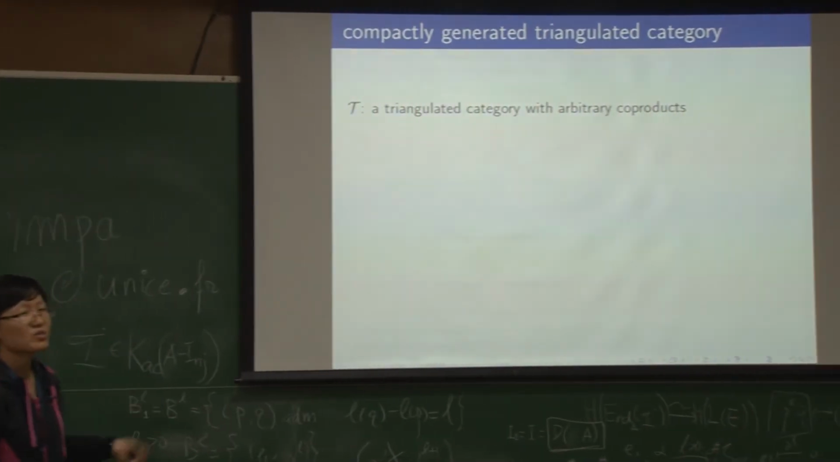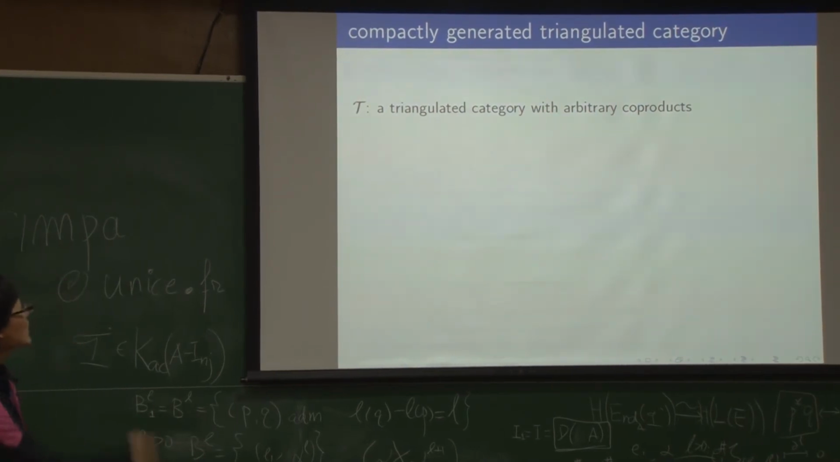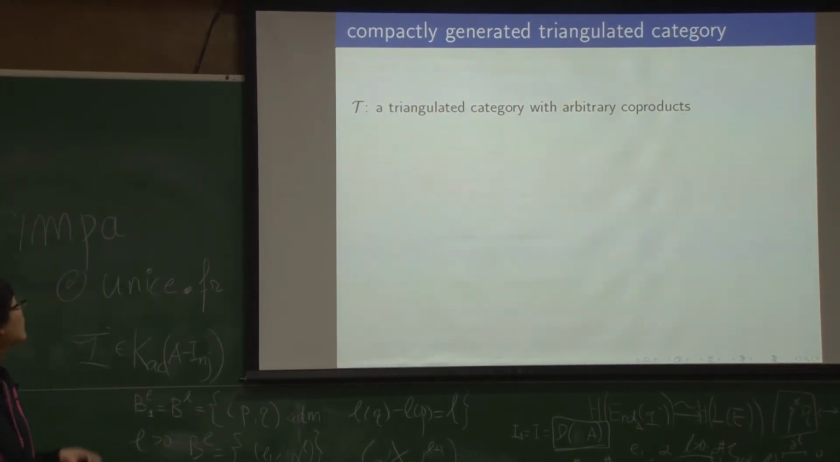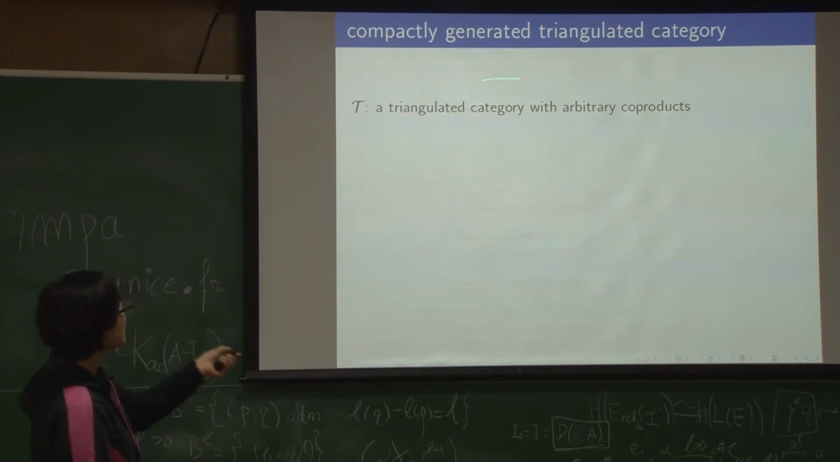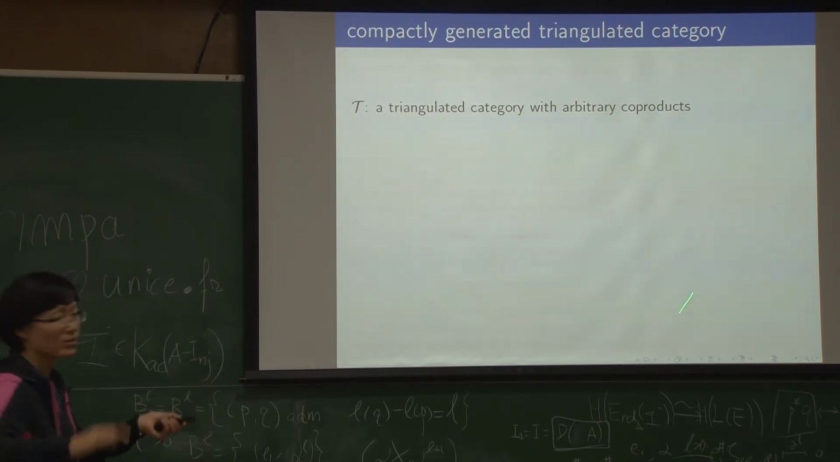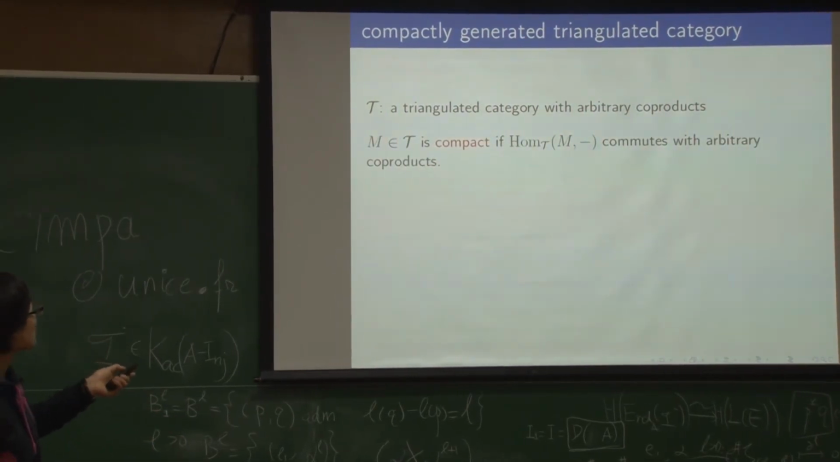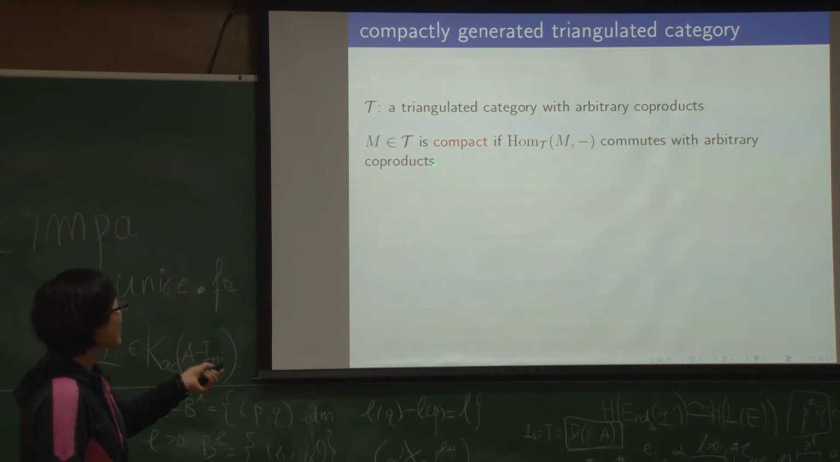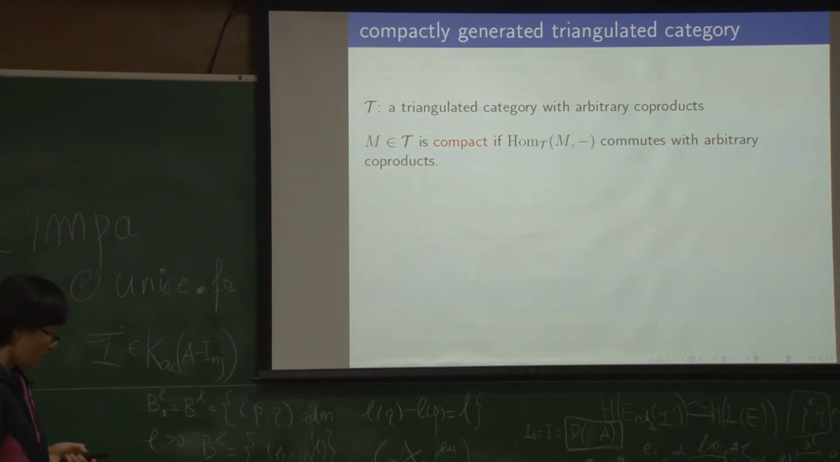Then the next part we need to prove it is a compact generator in this triangulated category. So here we recall some notations of triangulated categories. Suppose T is a triangulated category with arbitrary coproducts, and take an element L. It is called compact if this functor commutes with arbitrary coproducts.